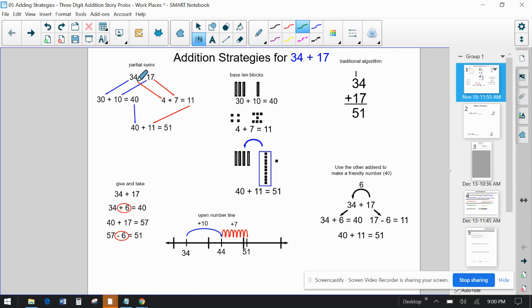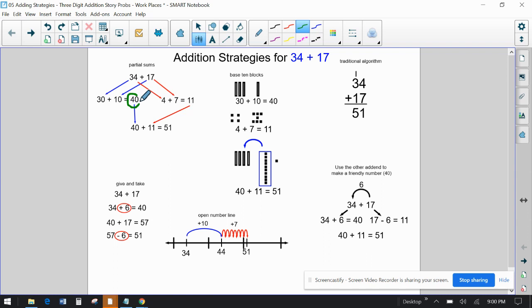And then the red arrows represent the ones place, so the 4 from the 34 and the 7 from the 17. And we find the sum of the tens place, you find the sum of the ones place, and then finally you find the sum of the tens and the sum of the ones. So 40 plus 11 ultimately equals 51.